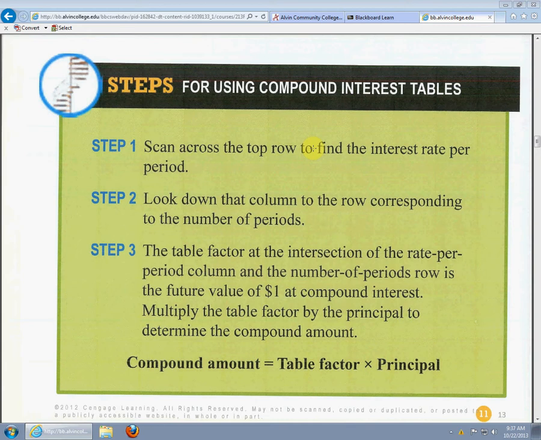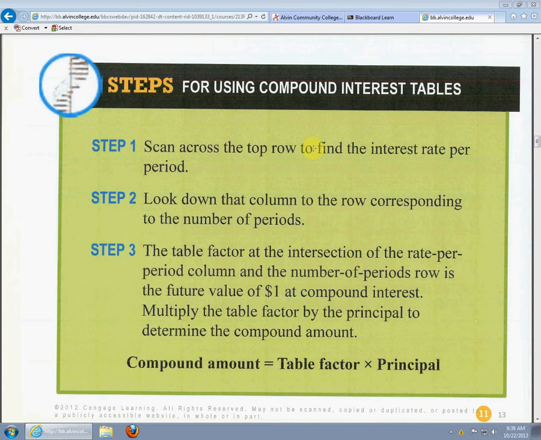Now let's go back over and look at our periods again. If it's compounded annually, then we're just getting it once a year. Semi-annually, we're getting it twice a year. Quarterly, we're getting it 4 times a year. Monthly, we would get it 12 times during a year. Daily, 365. If it's continuous compounding interest, it's infinite. And that brings us to how do we use the tables.